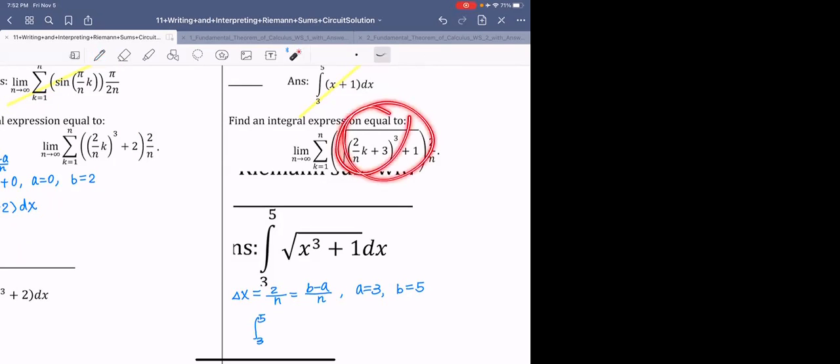Who is that function? This is x, okay? So copy down square root of x cubed plus 1, and then dx. This is dx. Delta x times k plus a is your xk. xk cubed plus 1, so this is x cubed plus 1. Okay, make sense?